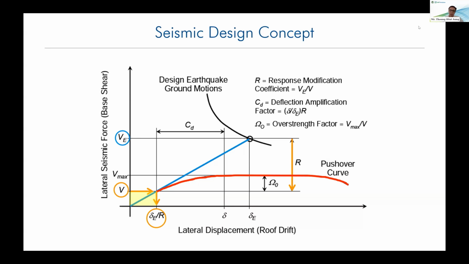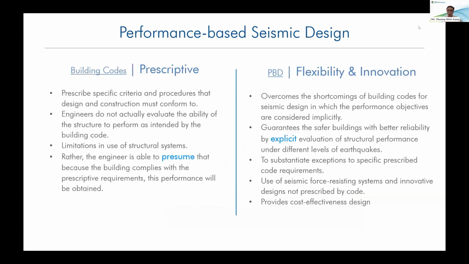We assume that if we design the members for the forces resulting from the V value and provide the detailing according to the code, our building will not collapse under a strong earthquake, and will be serviceable under frequent earthquakes. But we do not explicitly analyze the actual nonlinear response, which is shown in the bubble region.